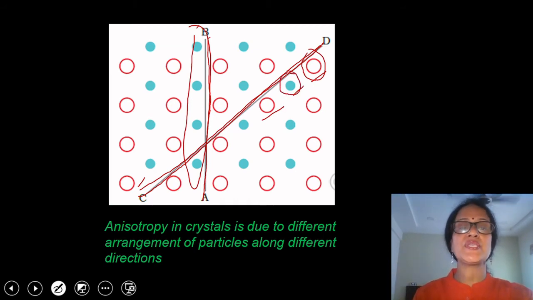But deformation in the direction AB displaces the rows which are made up of only one type of atoms. So I hope this is clear to you. What is the reason for anisotropy in case of crystalline solids? The reason for anisotropy in case of crystalline solids is different arrangement of particles in different directions.